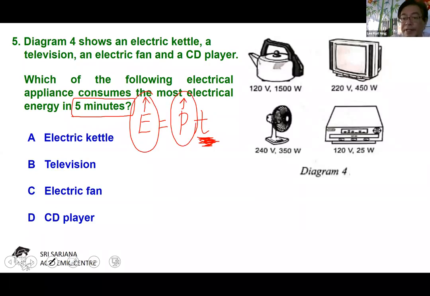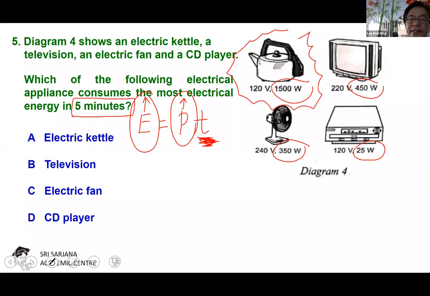Let's compare the power. Video player 25 watt is the lowest among all. Then slowly go up, the table fan 350 watt, television 450, and this is 1005. So the answer will be none other than the water heater or the kettle. Next one.